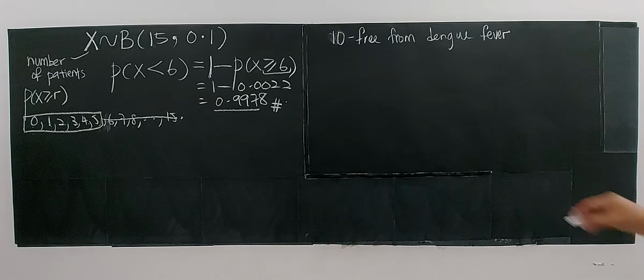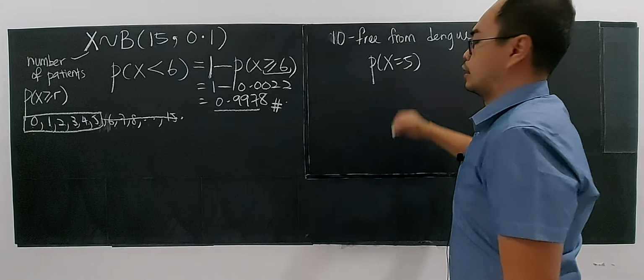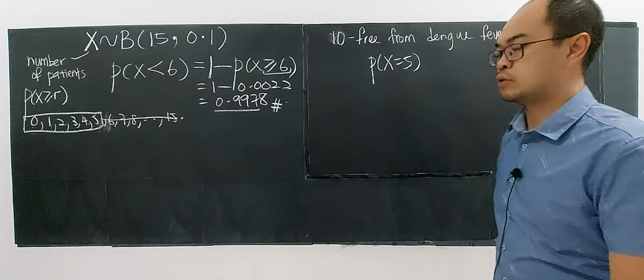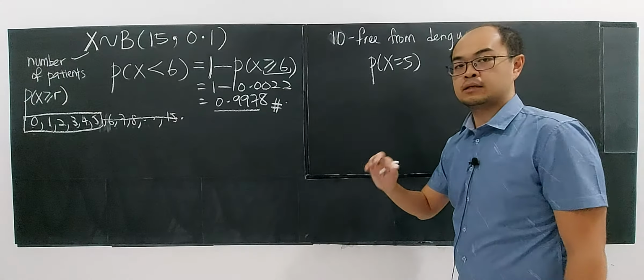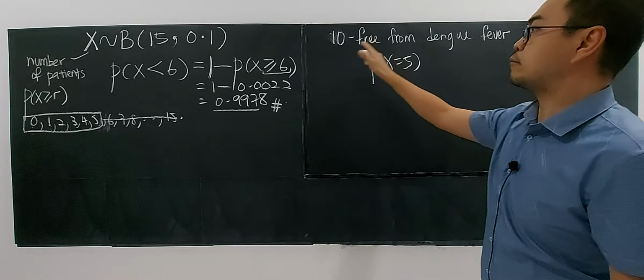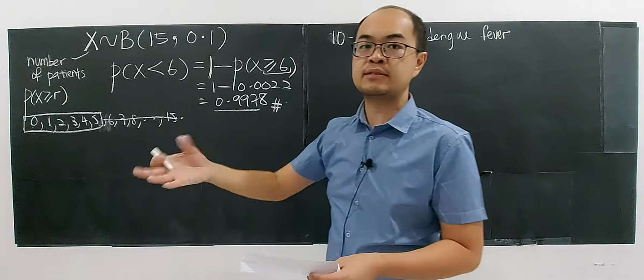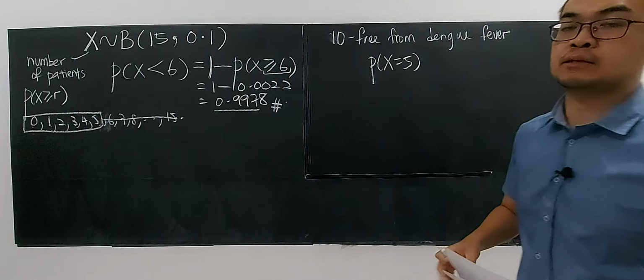So the probability should be X equals 5, right? Not 10, not 10. The reason is, you must understand the sentence there, right? 10 free from dengue fever means that if 10 are free from dengue fever, the remaining 5 will suffer from dengue fever, right? This is what you should do.